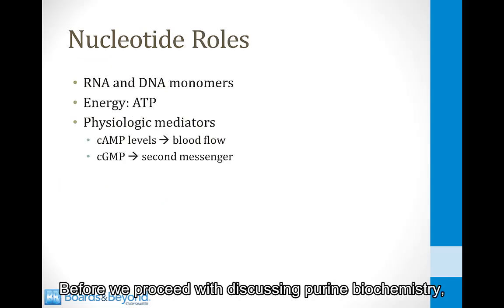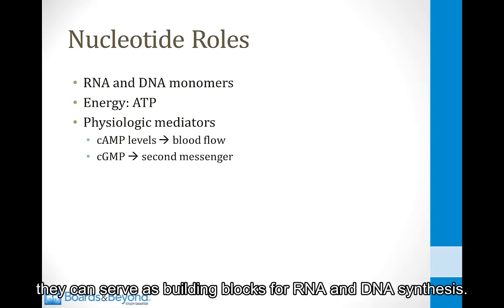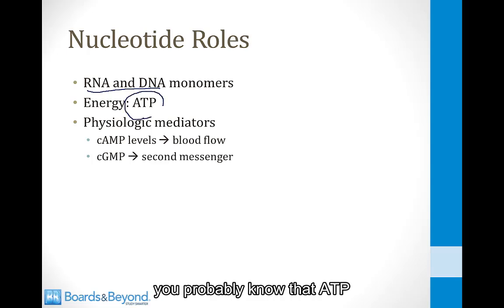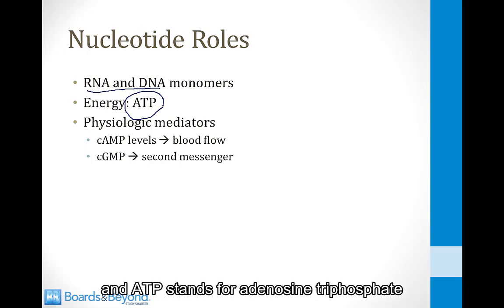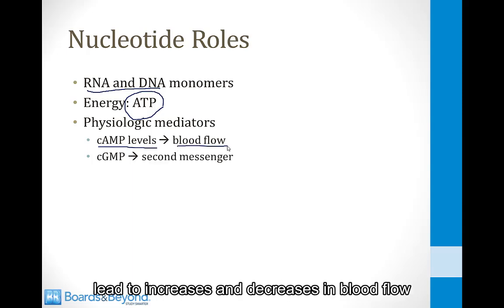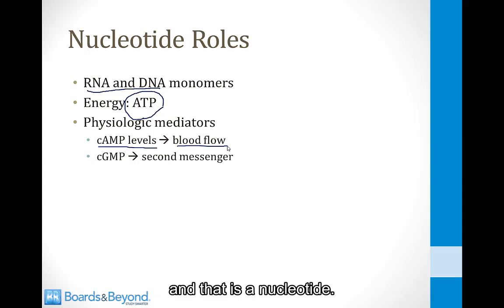Before we proceed with discussing purine biochemistry, let's talk about some of the roles that nucleotides play inside the cell. As I just said, they can serve as building blocks for RNA and DNA synthesis. In addition, you can see nucleotides used as a source of energy. You probably know that ATP is the major cellular source of energy, and ATP stands for adenosine triphosphate, and that is the nucleotide adenosine. The levels of cyclic AMP, you may know, lead to increases and decreases in blood flow, and cyclic AMP is cyclic adenosine monophosphate, and that is a nucleotide.